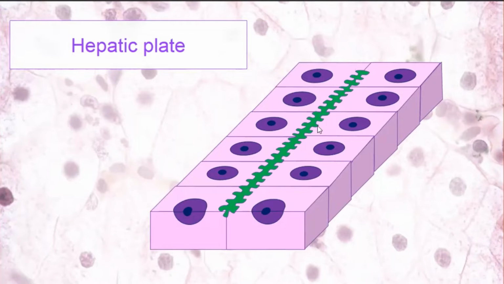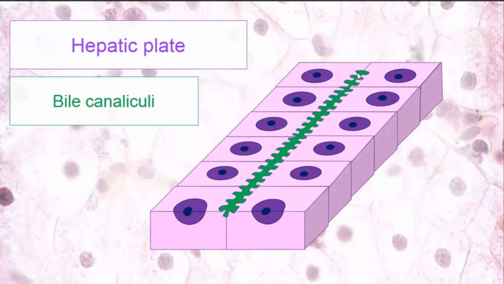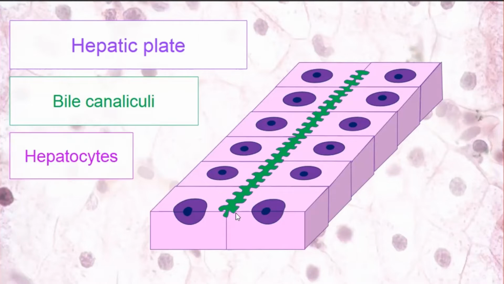Here we can see this bile canaliculus or bile capillary, and it's filled with bile. This wavy contour is the result of the presence of microvilli on hepatocytes. They have microvilli which enter the bile canaliculi. But bile canaliculi don't have their own wall because their wall is formed by hepatocytes. Hepatocytes, their cell membranes, form the wall of bile canaliculi.